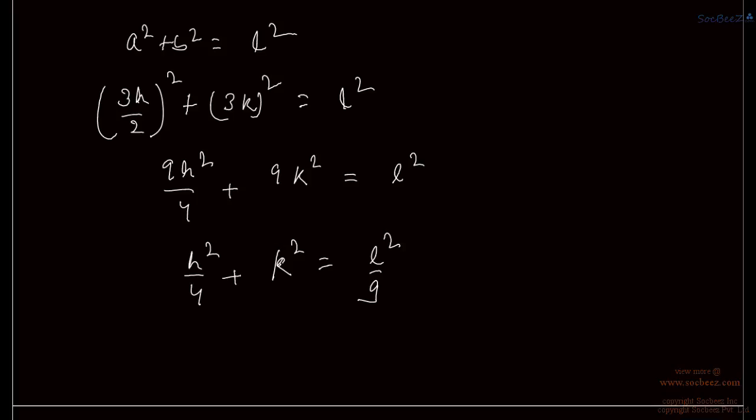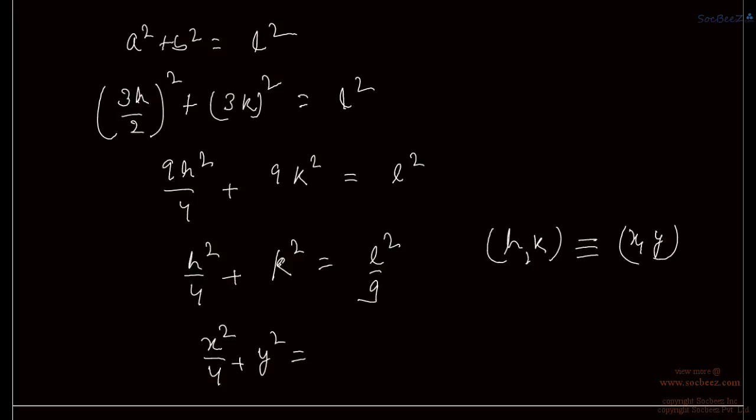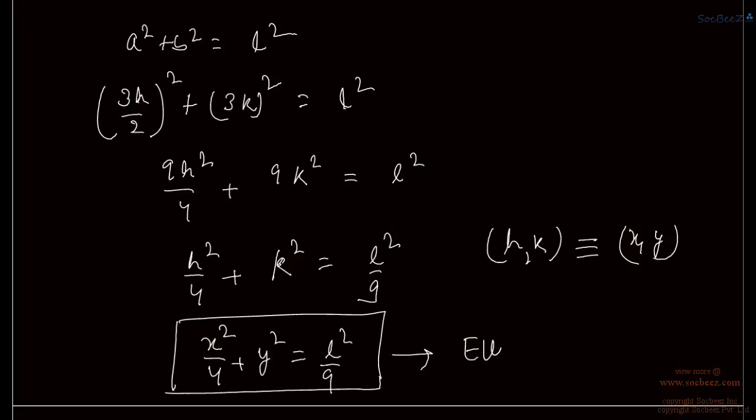So if this hk point is moving, let us call this hk point as the xy point, because this is a moving point. So we have the relation x square upon 4 plus y square is equal to L square upon 9. So this is the locus of the point which divides the line in that ratio 2:1. So this is an equation of an ellipse. You all know that. Okay. So this is the concept of locus, and in this way we solve the problem of locus.